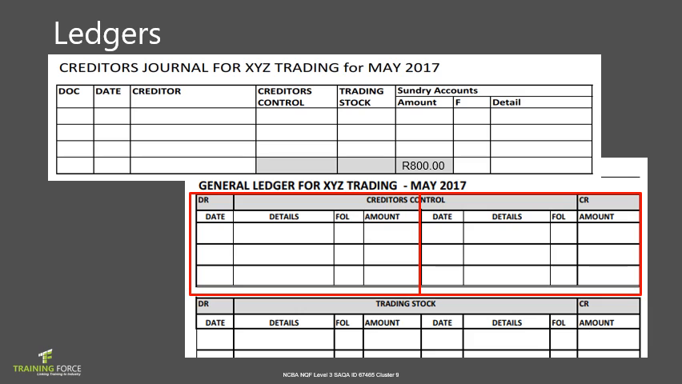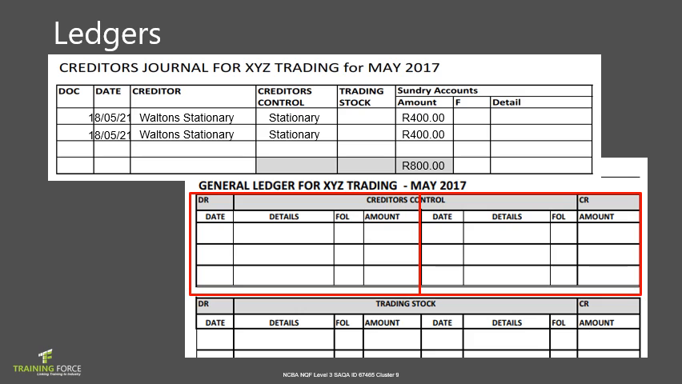Transactions from journals are entered into the ledgers. General ledger, debtors, creditors, fixed asset registers. The recording of these transactions is called posting. The account is in a T form, hence T account. It has a credit side and a debit side.